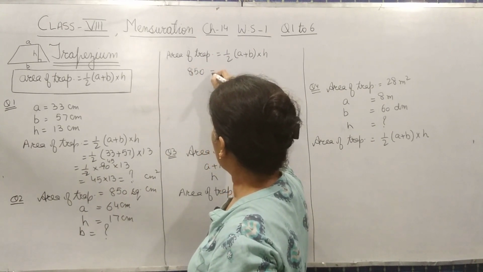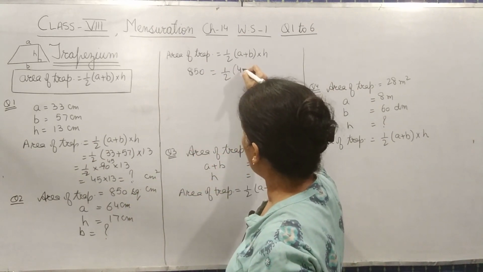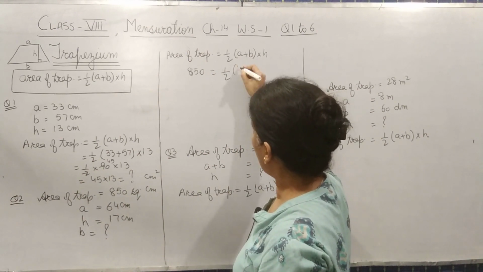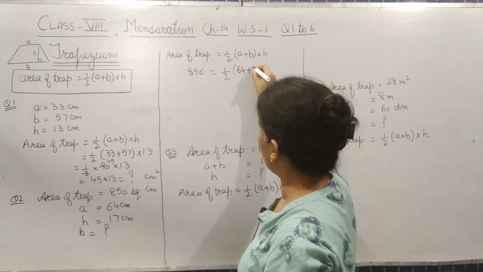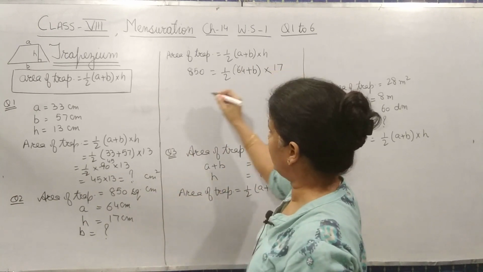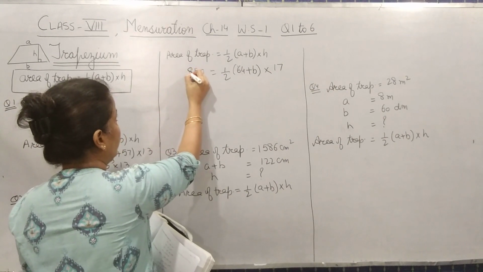850 equals half. A is given, 64 plus B, you have to find out, into H. H is given 70. Clear? So 850.